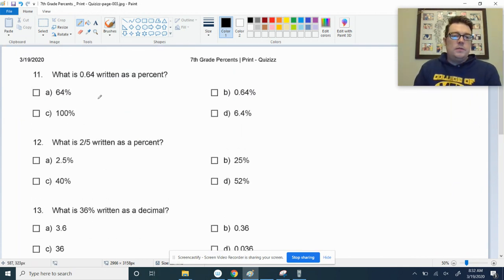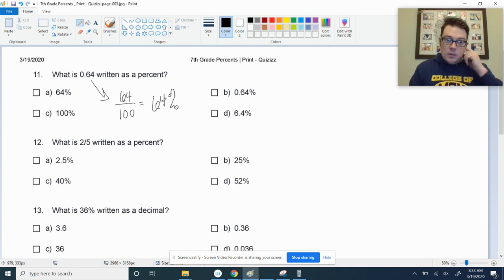All right, what is 64 hundredths written as a percent? Now, when I said that, I kind of gave away the answer. 64 hundredths as a percent is simply just 64 per 100%. So there you go. That's simple enough.